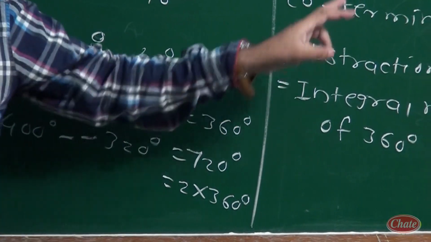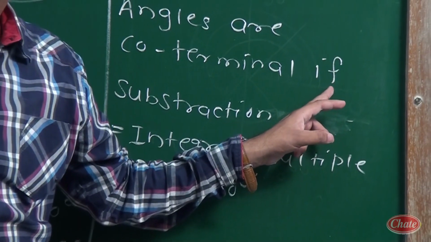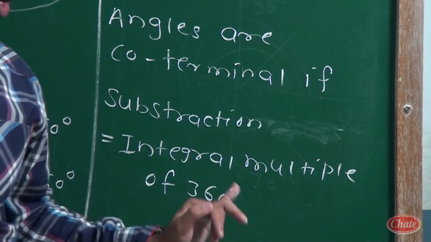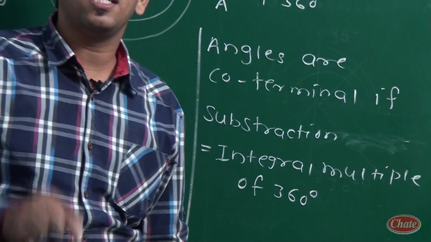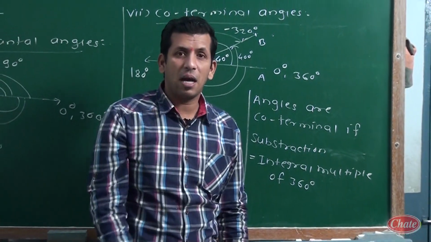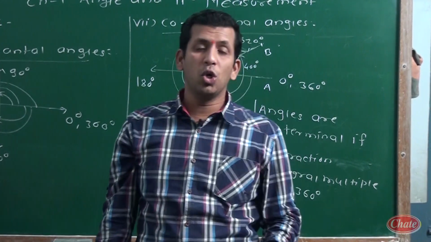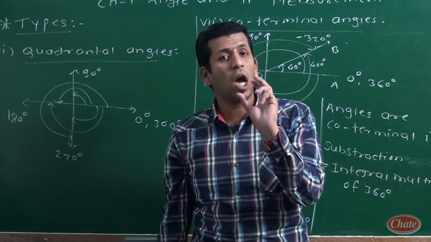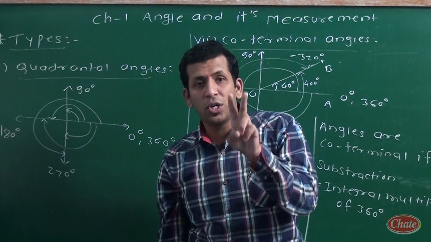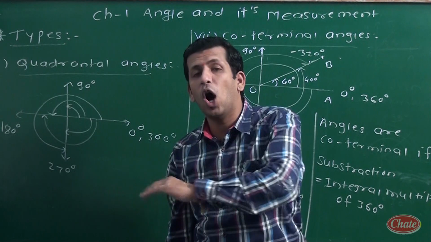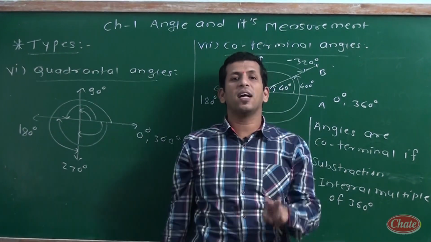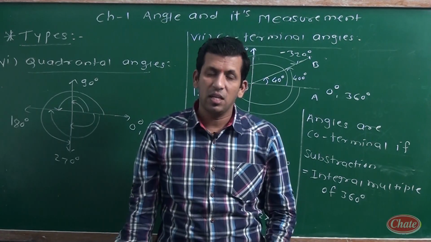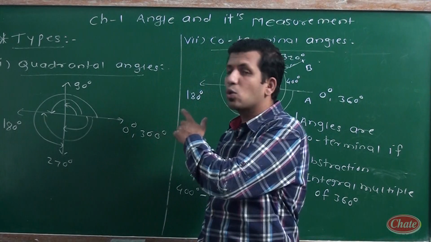So shall I say that angles are co-terminal when? If the subtraction will be equal to an integral multiple of 360. What is the meaning of integral? Integral is nothing but integer multiples of 360. For example, 1 into 360, 2 into 360, 3 into 360 and so on. If our subtraction of these two angles becomes 1 into 360, 2 into 360, 3 into 360 and so on, then we can say that these two angles are co-terminal angles. This is the JEE concept. Please go through this, dear student.